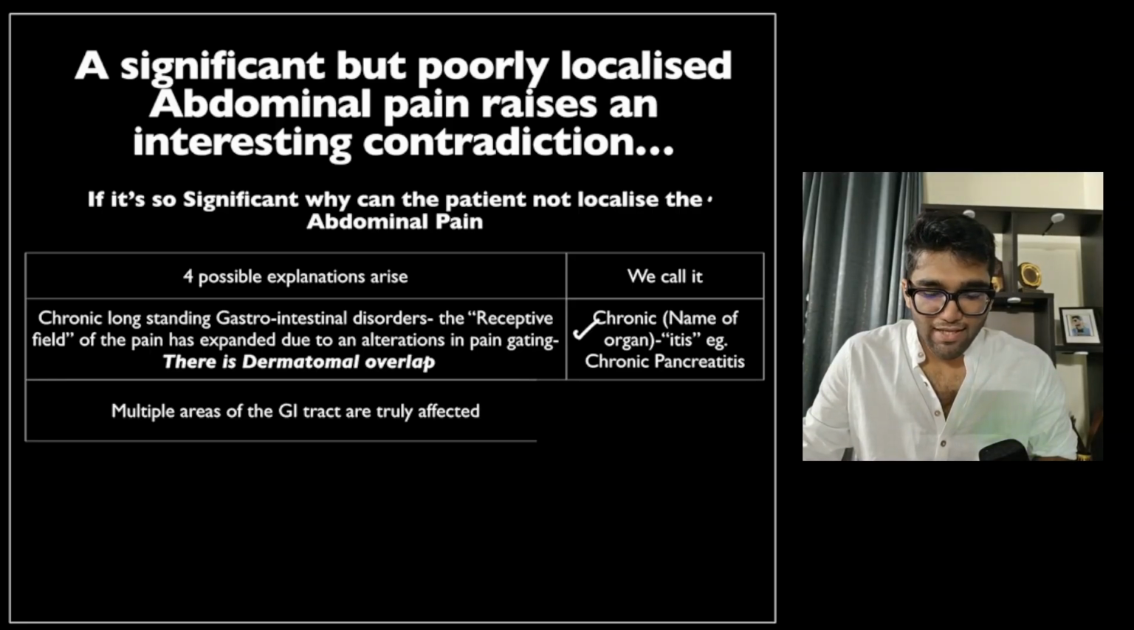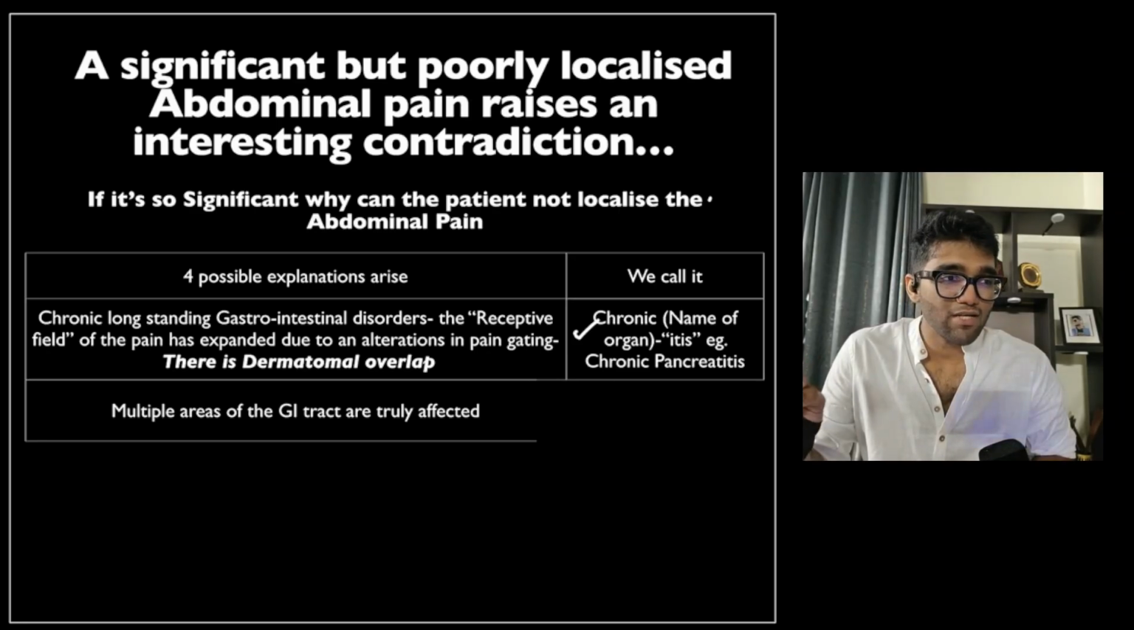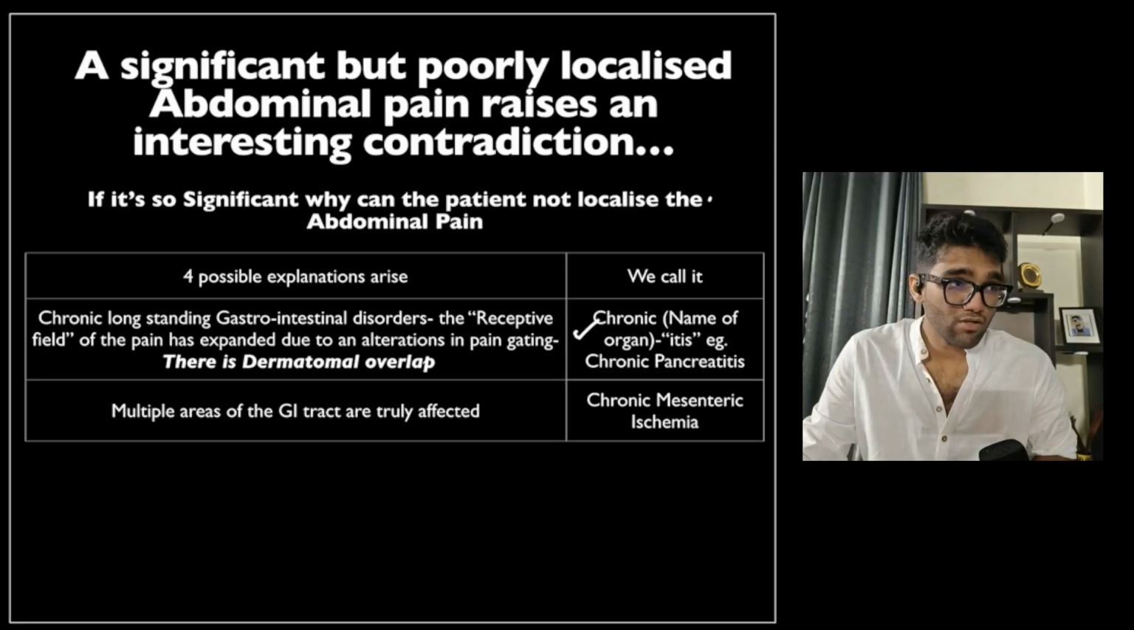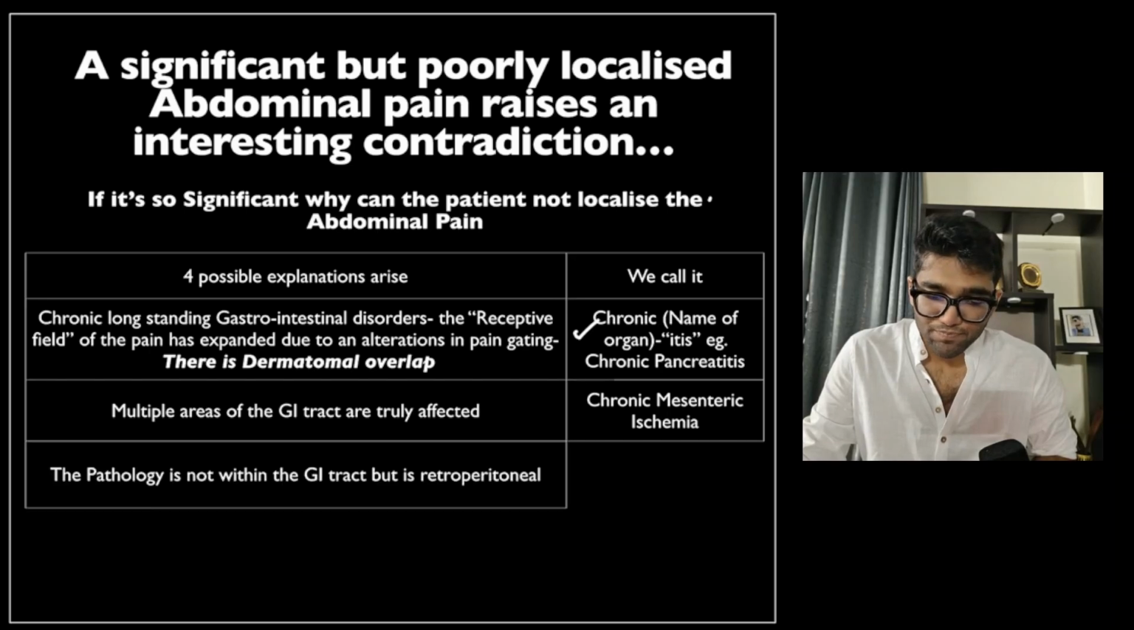Now, the other thing that can happen is you can have multiple areas of the GI tract that are truly affected. That is a pathology that is really affecting multiple areas of the GI tract. So the patient cannot say that it is this area and not that area. So that happens with chronic and acute mesenteric ischemia. Okay. Then the pathology can also not be within the GI tract, it may be within the retroperitoneum, and the dermatomal distributions within the retroperitoneum are actually very non-overlapping, so that becomes difficult to differentiate.